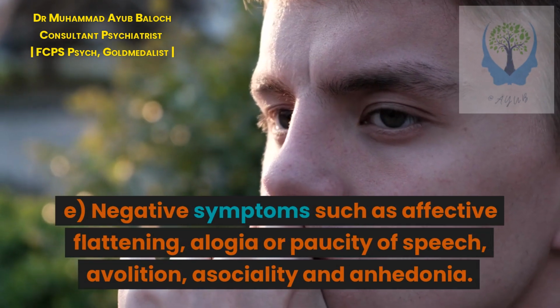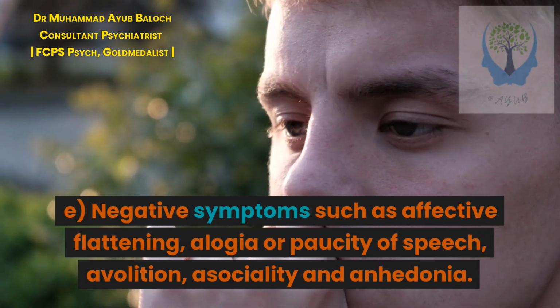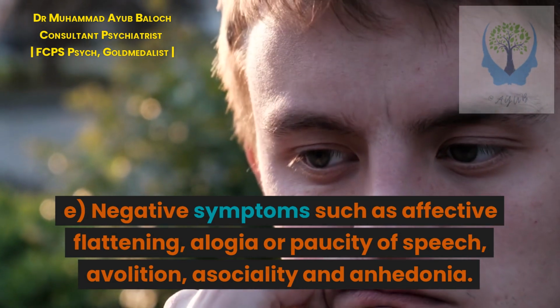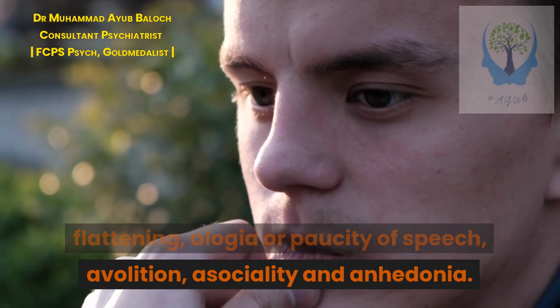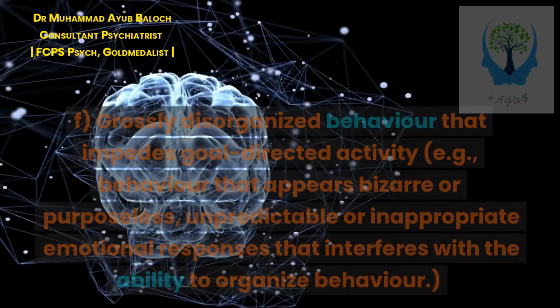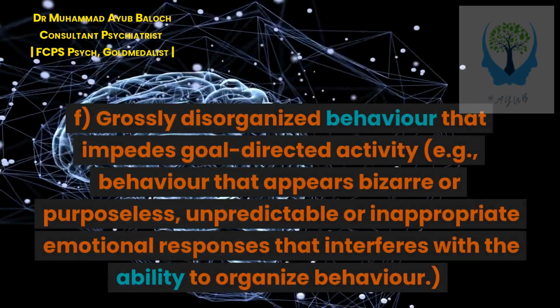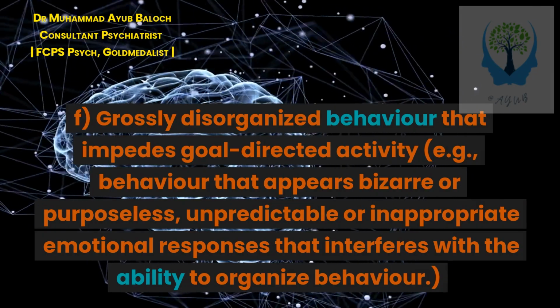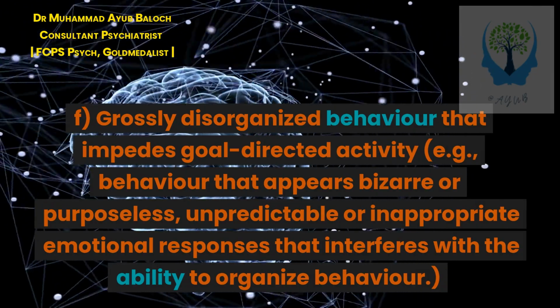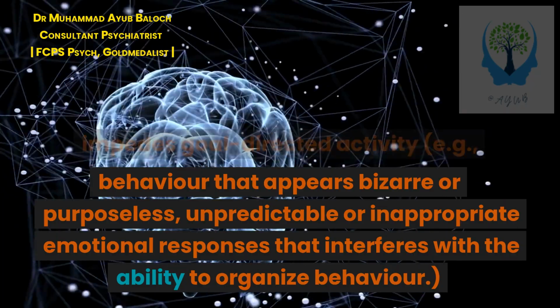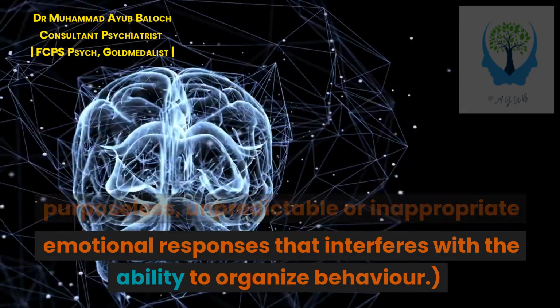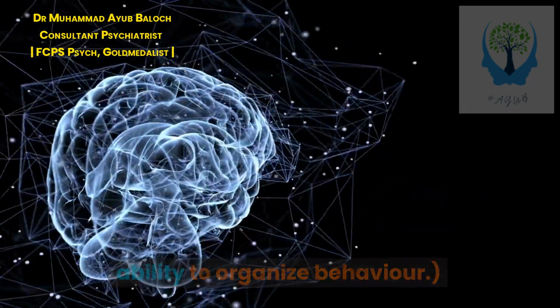E. Negative symptoms such as affective flattening, alogia, paucity of speech, avolition, asociality, and anhedonia. F. Grossly disorganized behavior that impedes goal-directed activity, for example, behavior that appears bizarre or purposeless, unpredictable or inappropriate emotional responses that interferes with the ability to organize behavior.